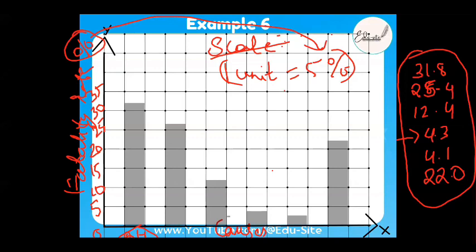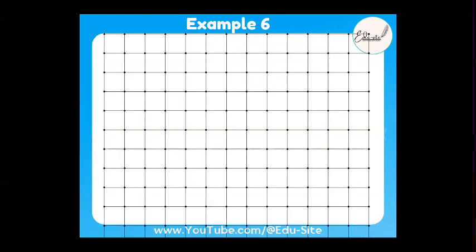Okay, so this is done. Understood? Any doubts on these graphs? No, right? Okay, alhamdulillah. So we'll see a problem on histograms now.